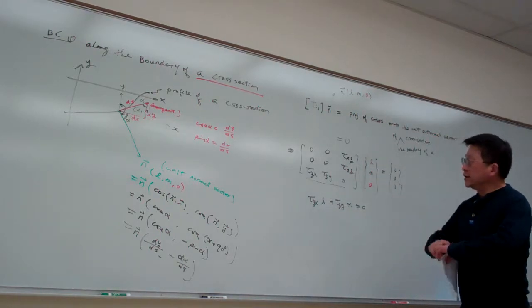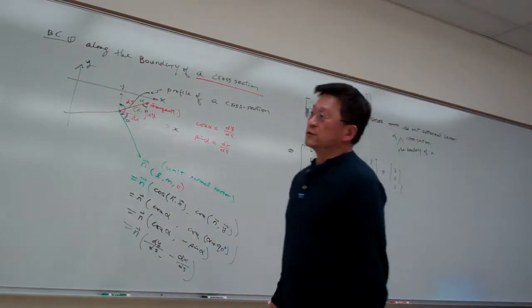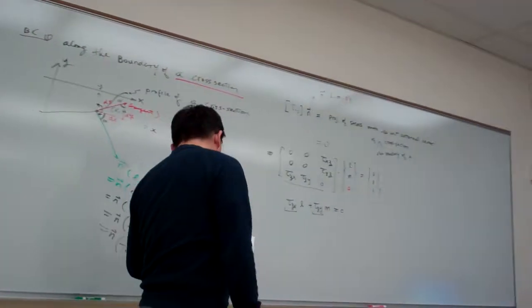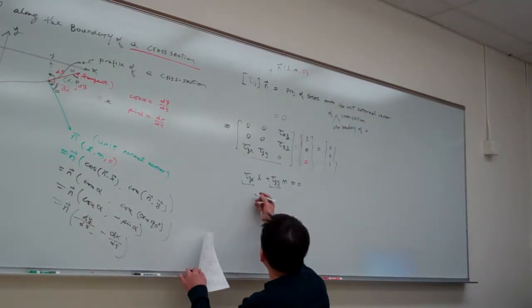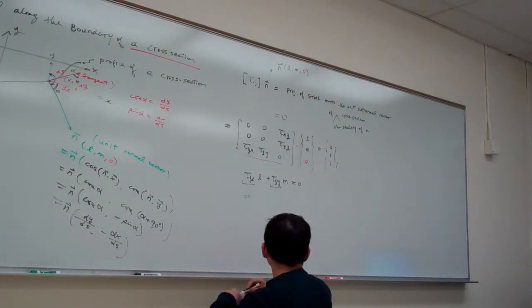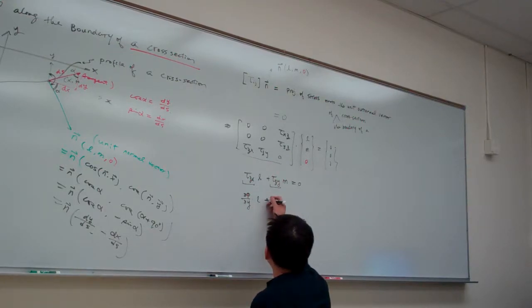So now we come to here, and then here we introduce our Prandtl stress function. For the two terms, let us introduce our specific solution strategy to the boundary condition there. So the two terms will become: this one is tau zx is partial phi partial y, plus minus partial phi partial x times n equal to 0.